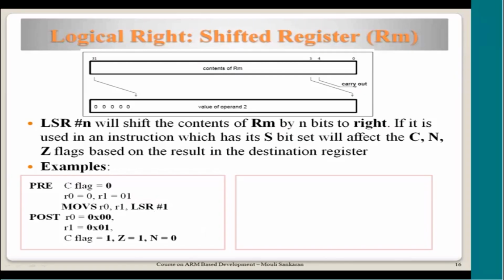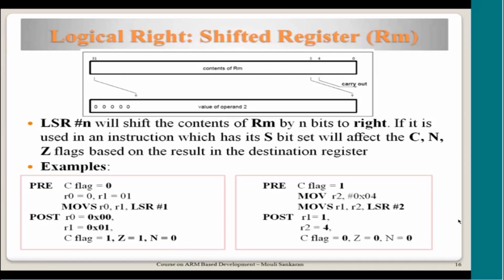Now why is the carry flag set? Because that one bit which went out is supposed to impact the carry flag because S is there. So the carry flag is set. Now why is the zero flag set? Because the result which is in R0 happens to be a 0. So it is set. Now why is the N flag 0? Because there is no MSB set. So this is the outcome of LSR.